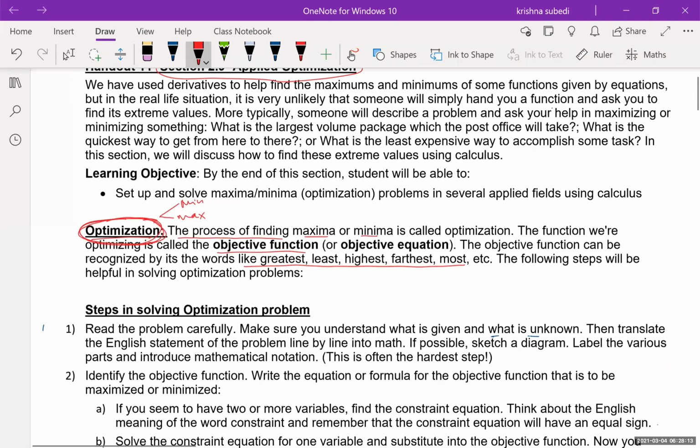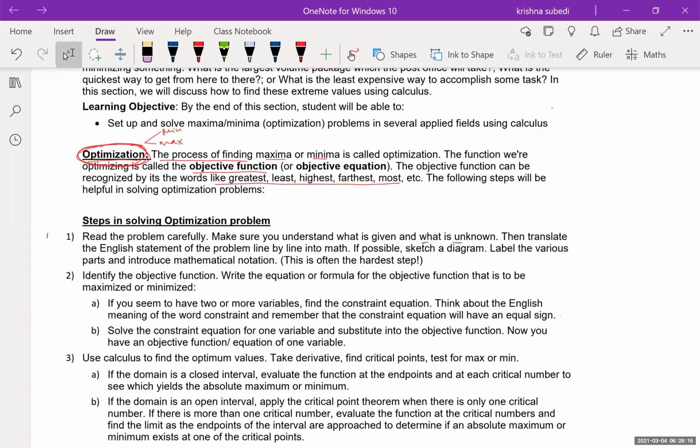Okay, so in order to solve these real-world problems on optimization, we will follow this three-step method. I want you to read these three steps. Step one, you need to read the problem carefully. Make sure you understand what is given and what is unknown. Then translate the English statement of the problem line by line to mathematics. If possible, sketch a diagram and label the various parts using the mathematical notation.